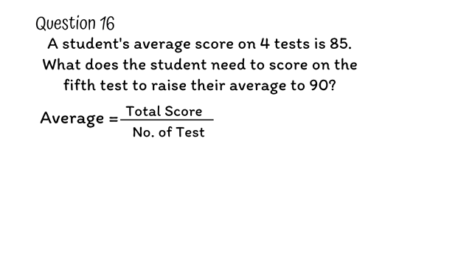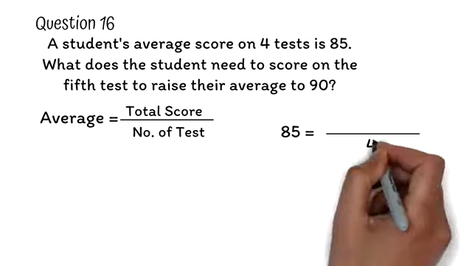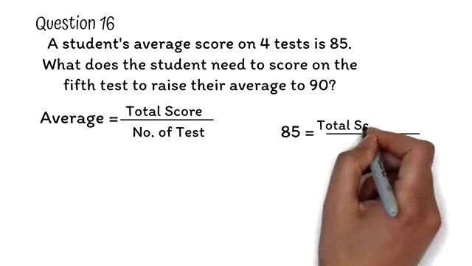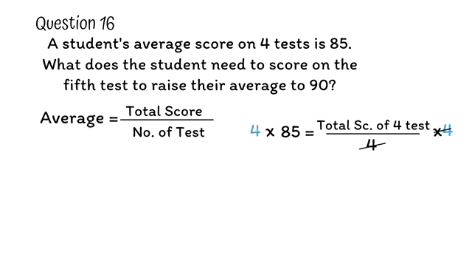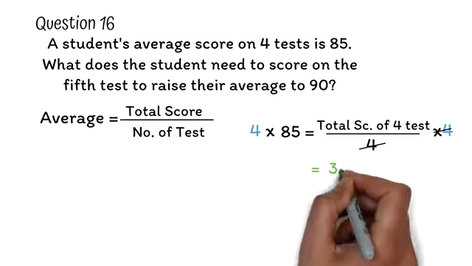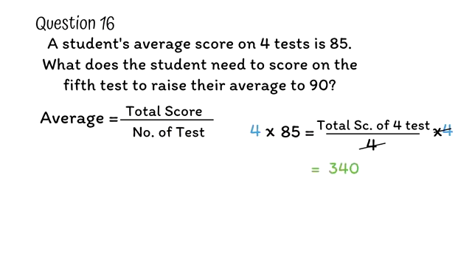For the 4 tests, we have been given the average as 85. The number of tests taken is 4. We can find the total score. Multiply both sides by 4. The 4 will cancel out. 4 times 85 is 340. So the total score for the 4 tests is 340.